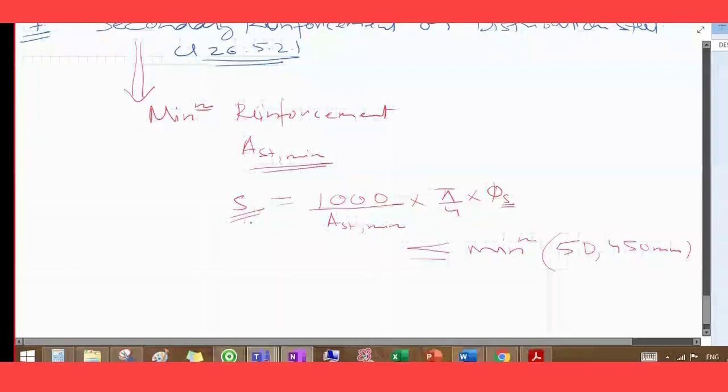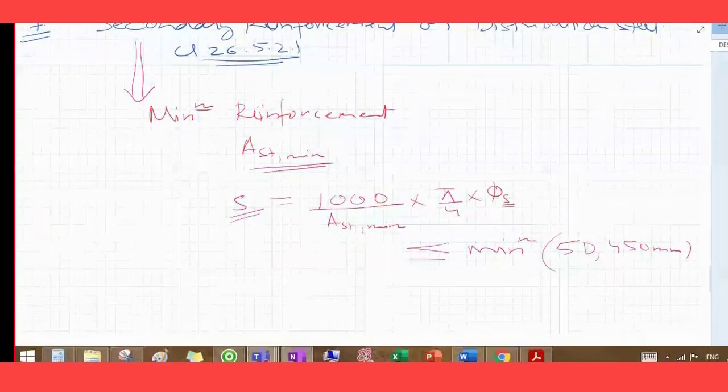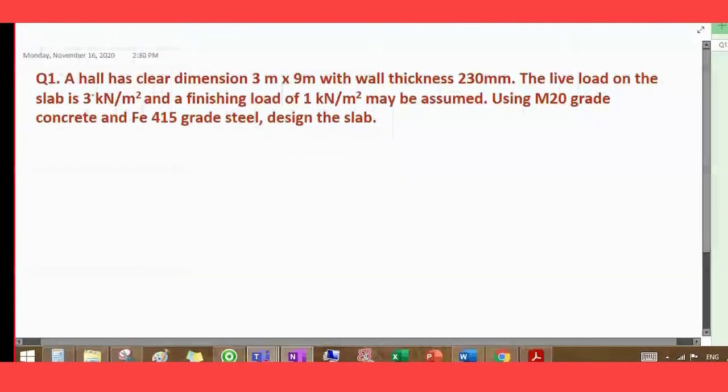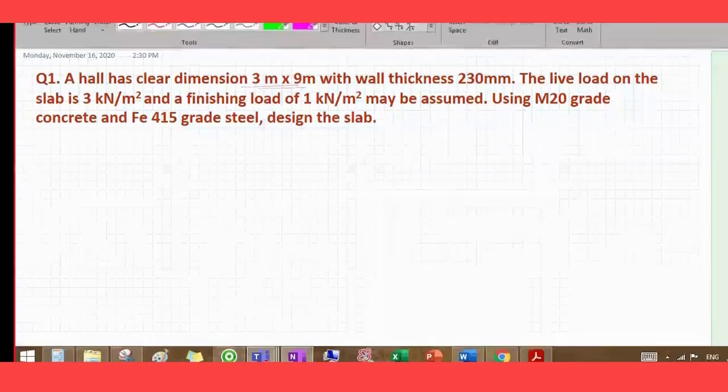If you have followed these 7 steps, we'll now try to solve one question in which we'll implement these 7 steps to design a one-way slab. So here's the question. We have a hall which has a clear dimension of 3 meter into 9 meter with wall thickness 230 mm.